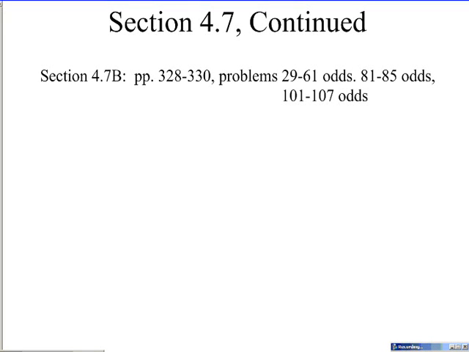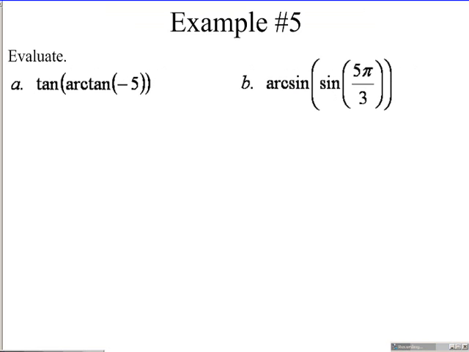Section 4.7 continued. Tangent of arctangent of -5. Remember, arc or inverse is asking you to find an angle measure. So this is asking us to find the tangent of the angle that has a tangent value of -5.